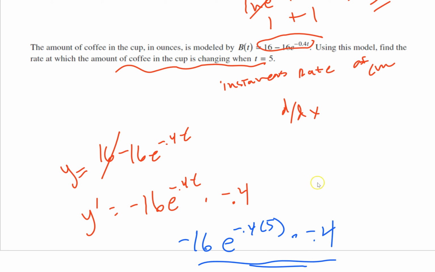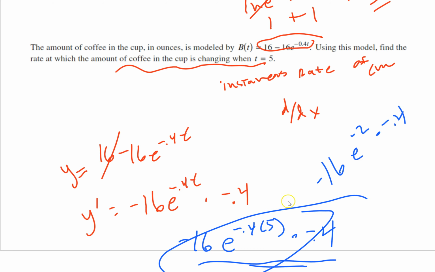And if you want to simplify, you actually can. Negative 16 e to the negative 0.4 times 5, which is negative 2.0, so e to the negative 2, times negative 0.4. That's 4 over 10 times 16, and this is fine. Okay, we're done.